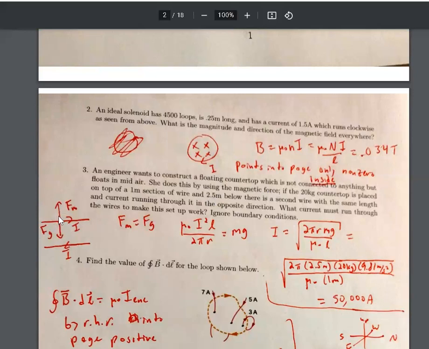This magnetic force on current carrying wires is very small, and it decreases as the distance between the wires increases. So these wires are so far apart, 2.5 meters, that we're going to need a truly insanely large current to be able to hold up such a heavy countertop.